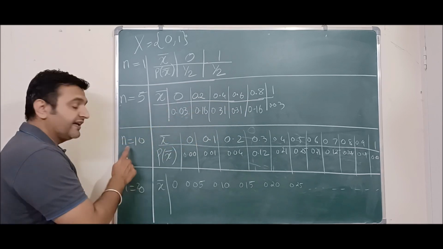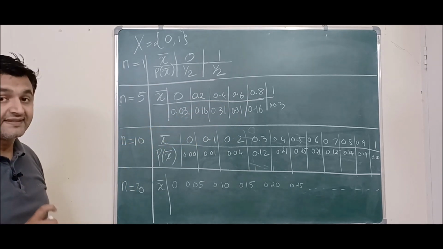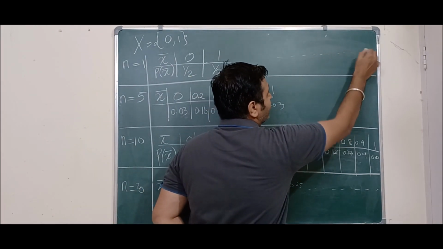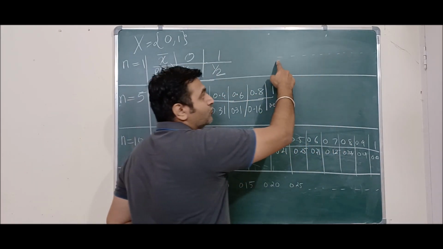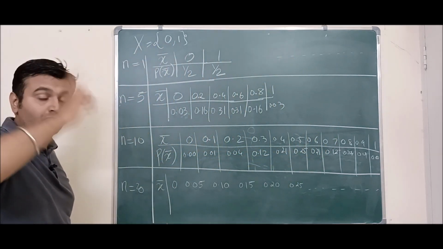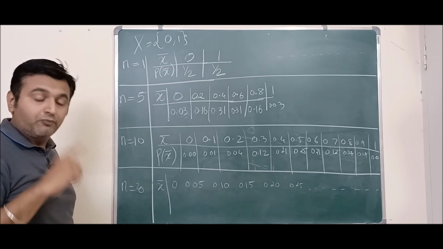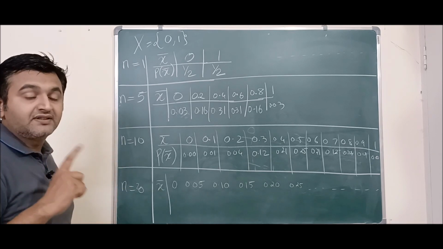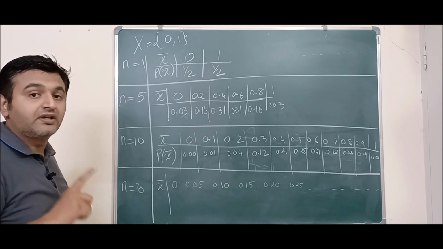Then if I take a sample of size 10, that means what? I am having 1, 2, 3, 4, 5, 6, 7, 8, 9, 10. Now each has 2 possibilities. So 2, 2, 2, 2, so 2 raised to 10, so 1024 samples. How many samples will be there? All possible samples of size 10. There will be 1024 samples.